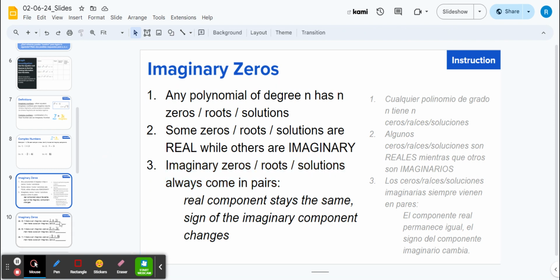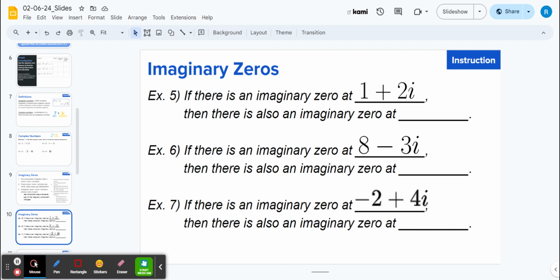Let's see what I'm talking about here. If we have an imaginary zero at 1 plus 2i, that means we are also going to have an imaginary zero at 1 minus 2i. Notice how that real component, the blue component, stayed the same. The imaginary component flipped. If there's an imaginary zero at 8 minus 3i, then that real component is going to stay the same, and we also have an imaginary zero at 8 plus 3i.